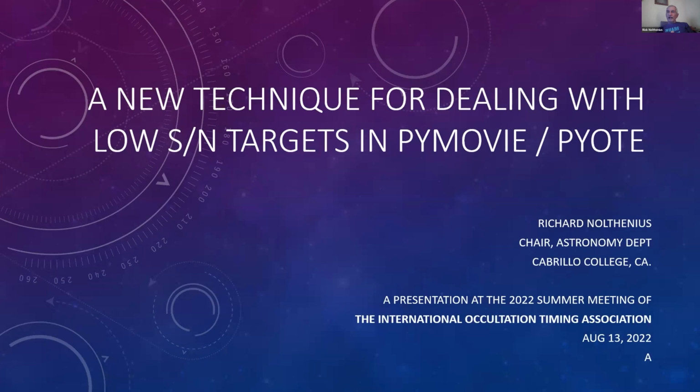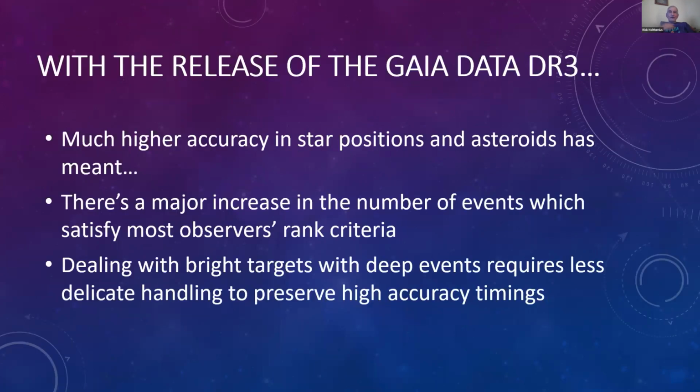So this is an idea I had with my frustration in doing so many faint targets now that I feel like there's events all over the place. And so let me just go ahead and get started here. So the Gaia data release 3 has now got so many accurate stars and asteroid orbits that my OW has gone from 2 or 3 events a month to like 2 or 3 events a day. And so I'm over tempted.